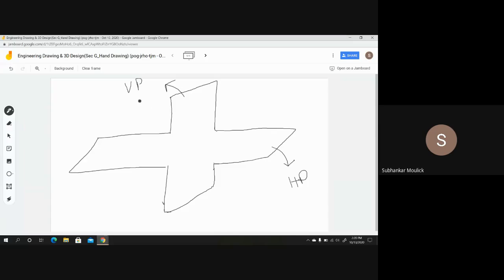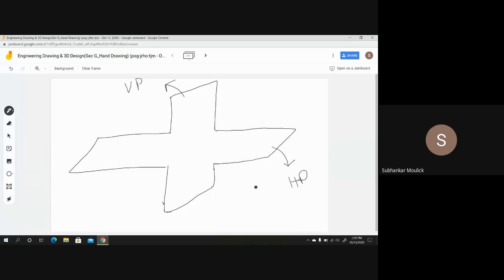Similarly, if my object is present in the second quadrant, then I will say that my object is placed above the horizontal plane and behind the vertical plane. Similarly, if any object is placed in the third quadrant, how do I call it? The object is placed below the horizontal plane and behind VP, and so on for the fourth quadrant also.